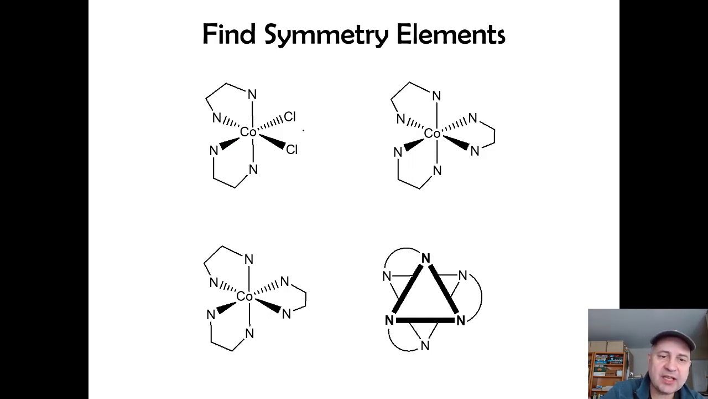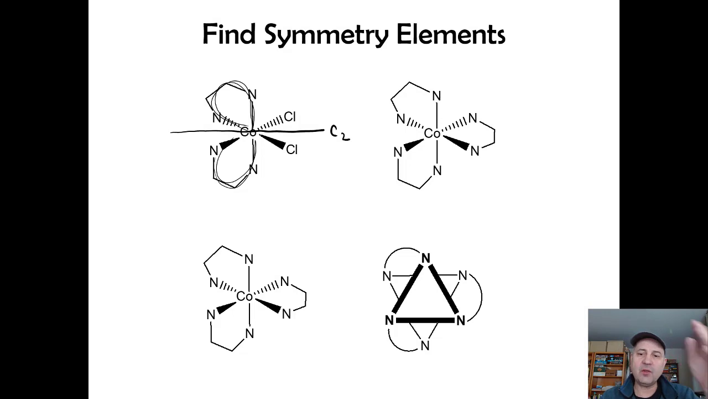Here we only have one chelating ligand, but there's a C2 there, okay? It projects this blade into this blade. But that's all there is, and there's also no mirror planes. That destroys the mirror plane.